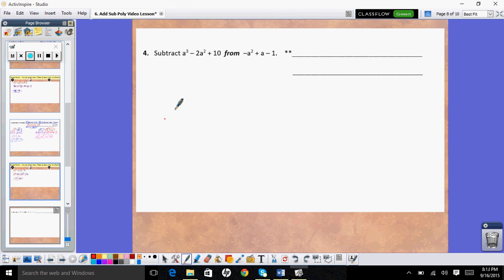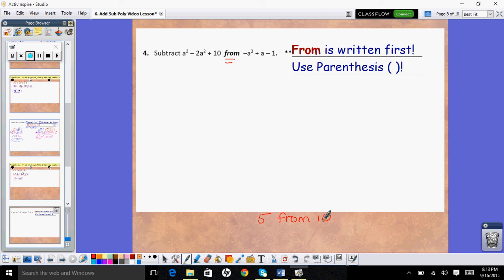One more way to present the question. In words, I ask you to subtract this trinomial from the second trinomial listed. It's important that we understand how to translate this into a mathematical sentence. There are two things I'd like you to remember. From is always written first. This trinomial is going to be written first. If I said subtract 5 from 10, you would think 10 minus 5. Same idea. From goes first.